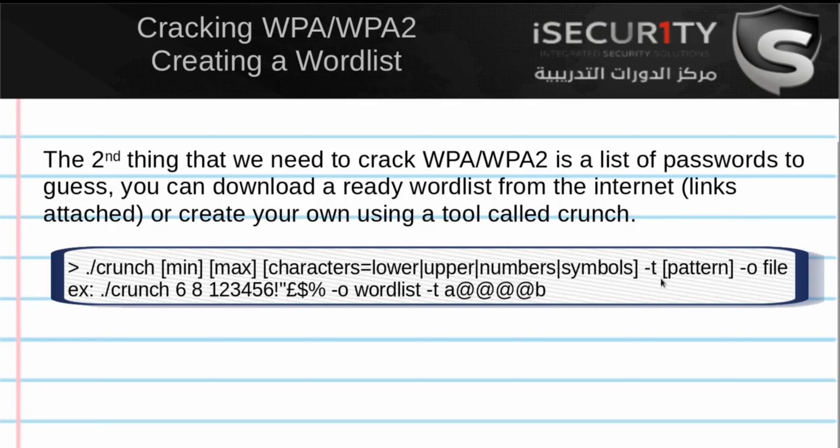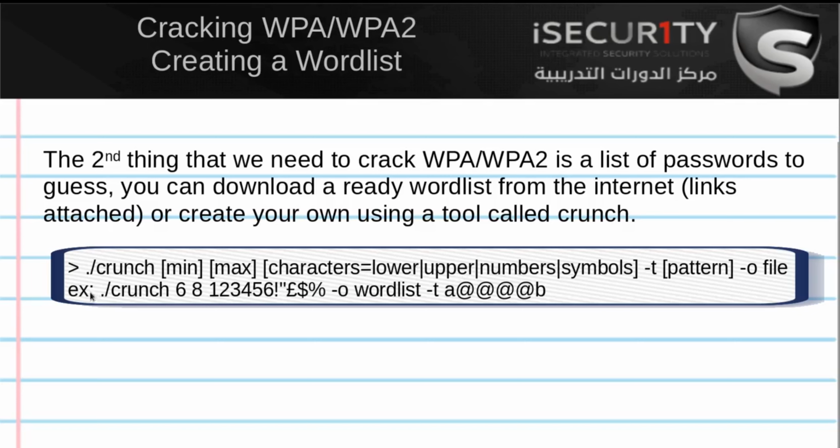So for example, if you're trying to guess a password and you've seen someone type in this password, so you know, for example, it starts with an A and ends with a B. So you can use the pattern option and tell Crunch to create passwords that always start with A and end with B, and it'll put all possible combinations of the characters that you put in here.